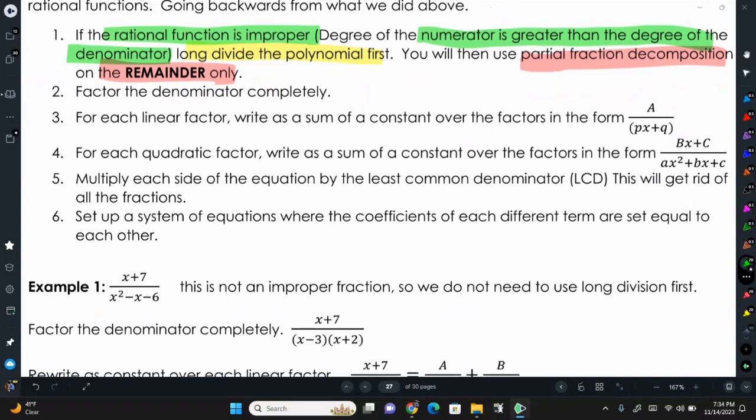And then we can set up a system to solve for the coefficients or substitute convenient values. So let's look at an example, and in this example I've done some of the steps for us already because this can be a confusing process at first.